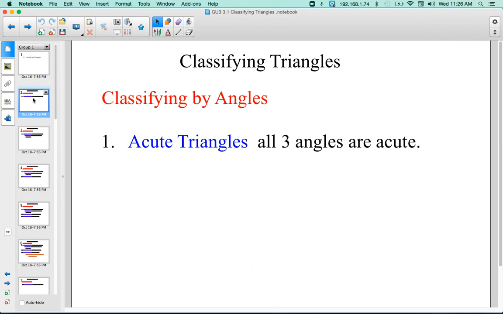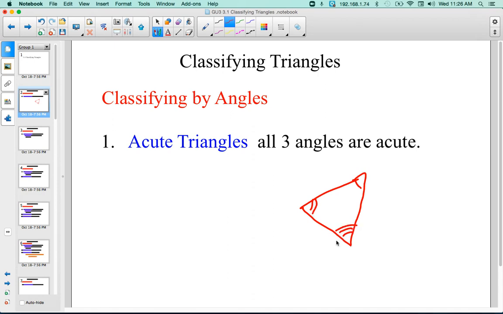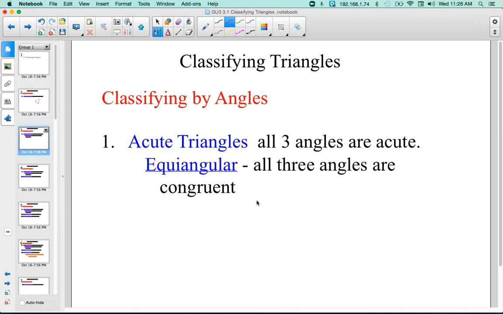The first way is an acute triangle. Acute triangles are the triangles where all three angles are acute, which means they're all less than 90 degrees. So if I were to make an acute triangle, it'd be one where all three of these angles would be less than 90 degrees. A specific example of an acute triangle is an equiangular triangle, where all three angles are congruent. They're all the same, and in this case, they'd all be 60 degrees.